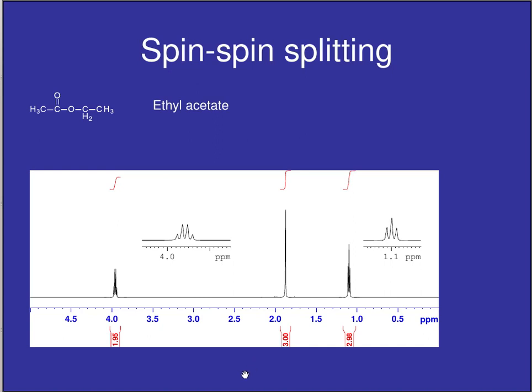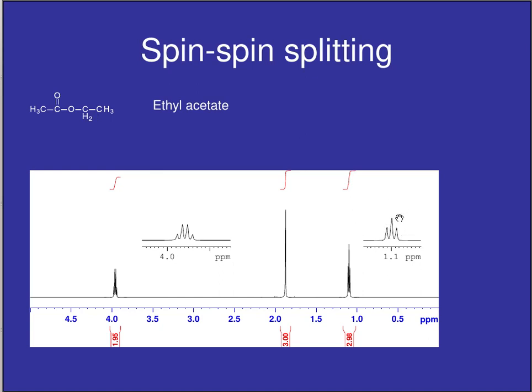If you look very carefully at the spectrum, and I've zoomed in, you will see that the CH2 that we had identified appears as a quartet. It's split into 4 peaks. Its signal is split into 4. And one of the methyl groups, actually it is a methyl that's right next to the CH2, is split into 3 peaks.